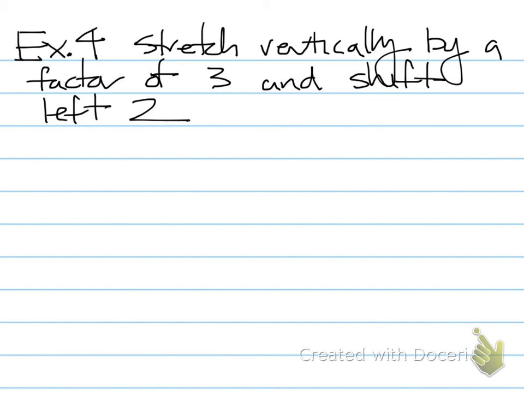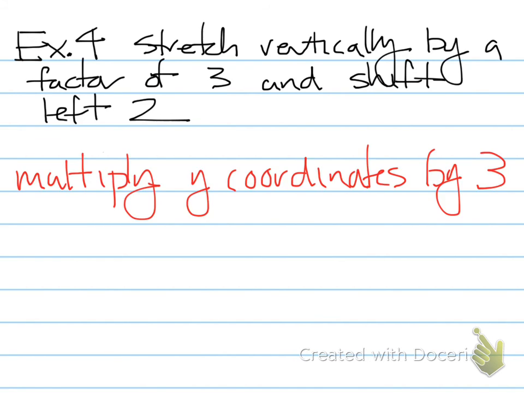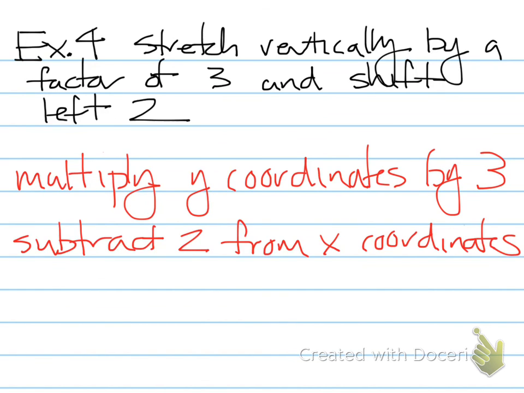And then example 4, we want to stretch vertically. So we're going to stretch vertically by a factor of 3, so that means a is 3. And we're going to shift it to the left 2 units. So that means that h is -2. All right, to write down all the coordinates of the image, we would multiply each of the y coordinates by 3. That will stretch it vertically by a factor of 3. And then we're going to subtract 2 from all the x coordinates since it's being shifted 2 units to the left.